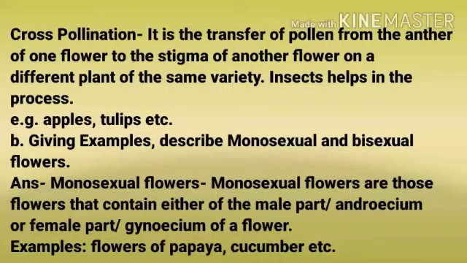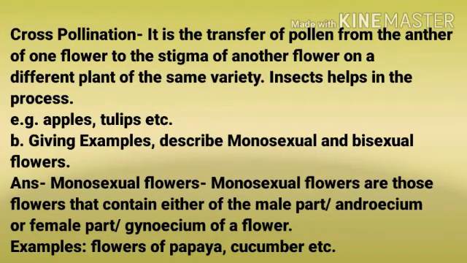Cross-pollination. It is the transfer of pollen from the anther of one flower to the stigma of another flower on a different plant of the same variety. Insects help in the process. Example, apples, tulips, etc.